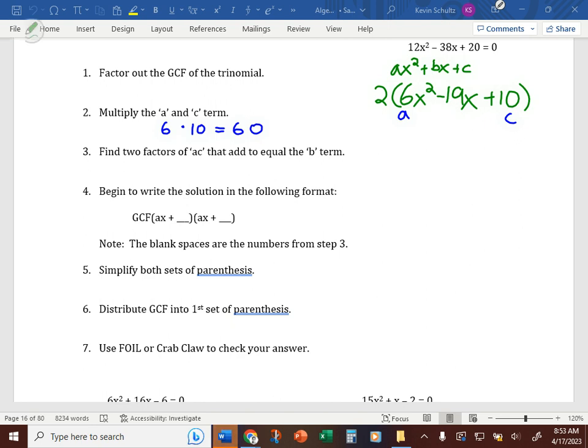And now step 3 should look very familiar. This is exactly what you did in PO51 with the 2 numbers that multiply, those same 2 numbers that add. The difference is we didn't just take the 10 for 2 numbers that multiply to make 10. We multiply a and c together because that 60 is what we're trying to get to with our factors. So we're looking for 2 numbers that multiply to make 60, which is the product of a and c, not just c by itself. And those same 2 numbers will add to equal negative 19.